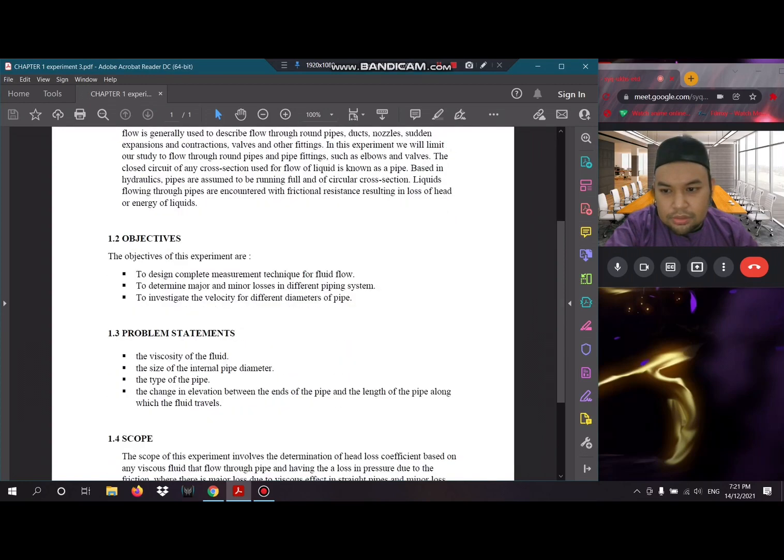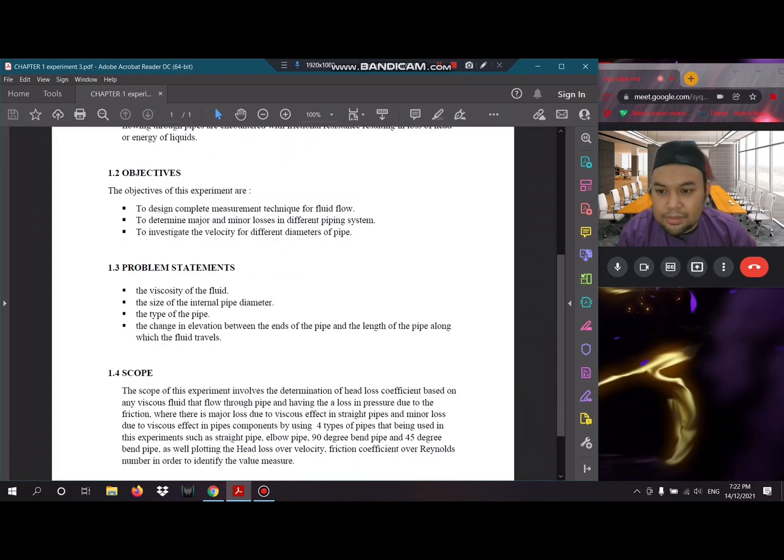Next, the objective is firstly to design a complete measurement technique for fluid flow. Second is to determine major and minor losses in different piping systems, and lastly to investigate the velocity for different diameters of pipe.